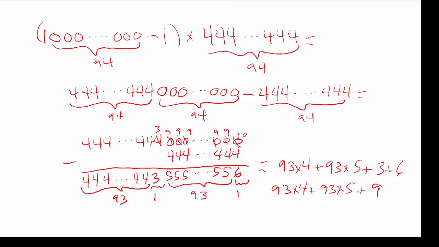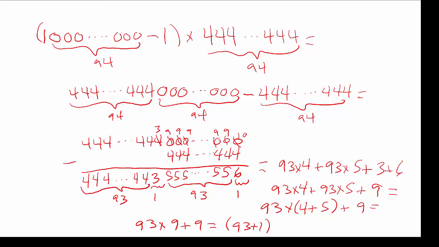So we'll factor out the 93 times 4 plus 5 plus 9. That's going to give us 93 times 9 plus 9. Factor out the 9. We get 93 plus 1 times 9. Well, that's 94 times 9. Well, what's 94 times 9?